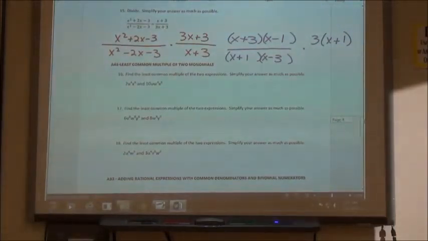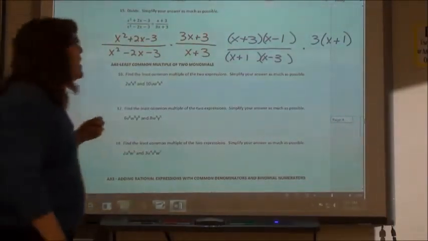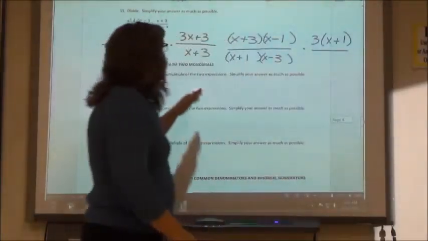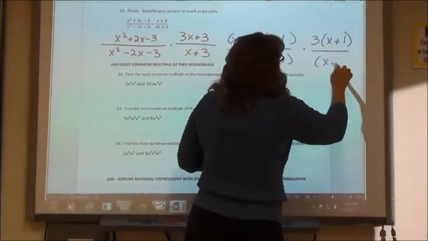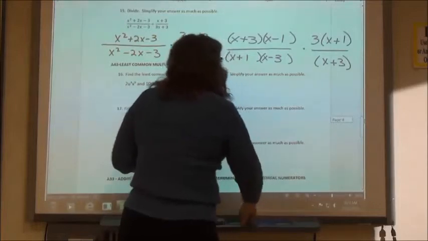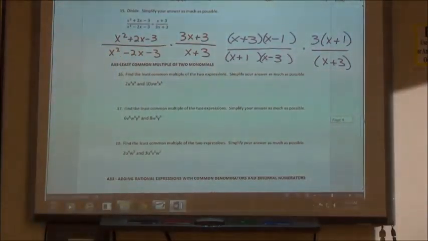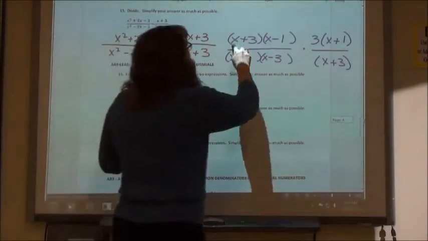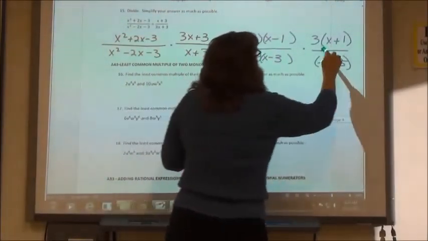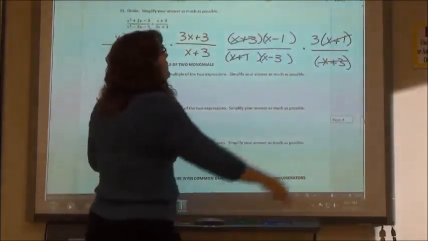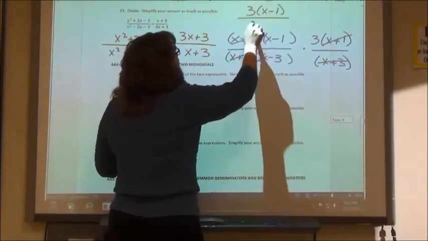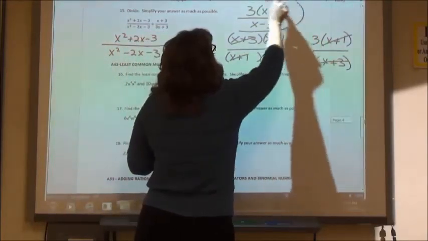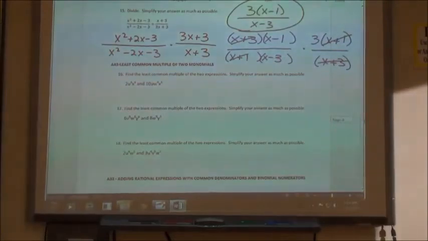So whenever I have 2 terms, but there's not a squared term, look for the greatest common factor. On the bottom, it doesn't have a squared term, and it doesn't have a greatest common factor, so we just have to leave that one alone. So now what can we cancel out of there? The x plus 3s, the x plus 1s, so our answer is going to be 3 times x minus 1 over x minus 3. All right.